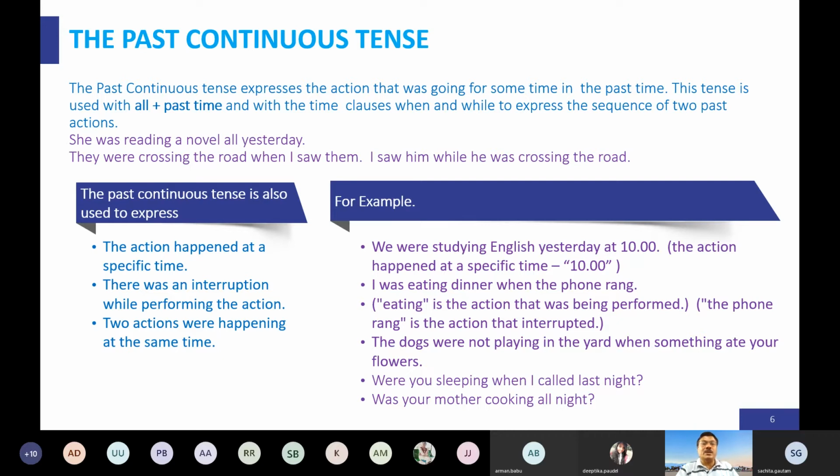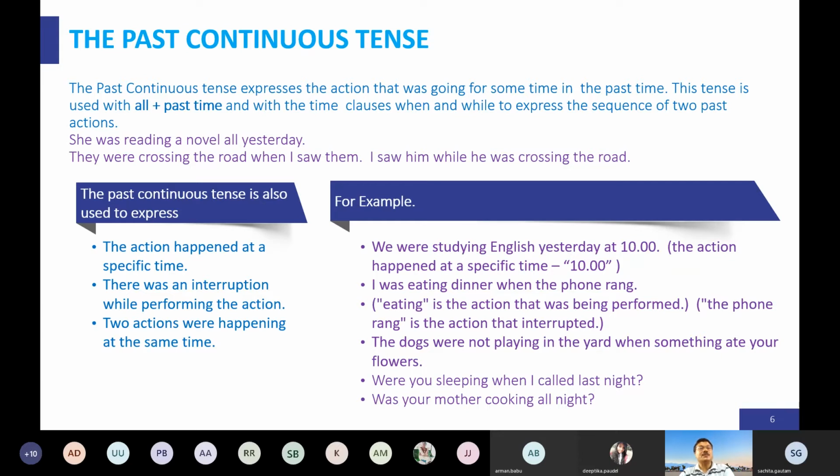Let's see the example. The dogs were not playing in the yard when something ate your flowers. Something ate your flowers, but they were not playing there. Likewise, were you sleeping when I called last night? Sleeping and called. Was your mother cooking all night? All night, all yesterday, like all night. In this way, past continuous tense.